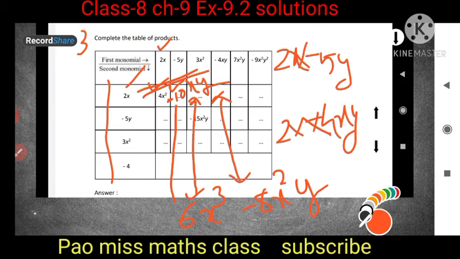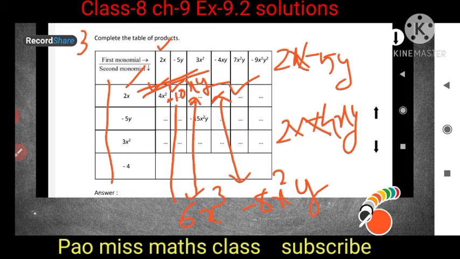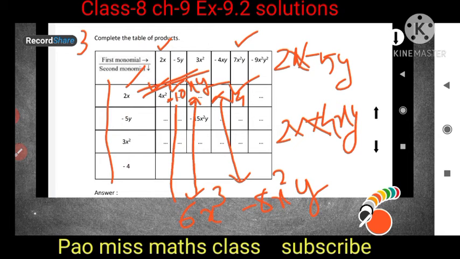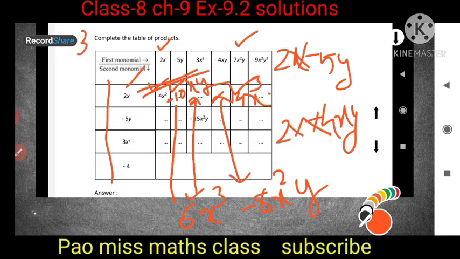Now for this blank, 2x will multiply with what? 7x square y. Okay, so 7 times 2 is how much? 14, isn't it? 7 times 2 is 14, and both are positive, so this answer will be positive. So x and x to the power 2 will become what? x to the power 3, and only one y is there, so 1 y.